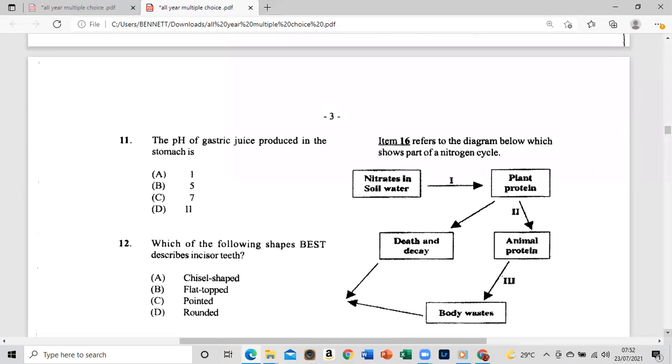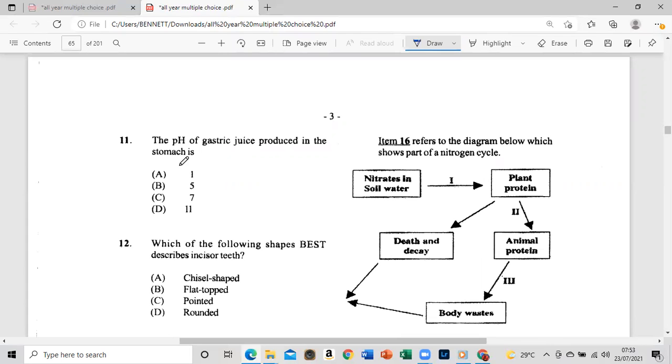All right. The pH of gastric juice produced in the stomach is it 1, or is it 5, or is it 7, or is it 11? Number 11 is 1. So the gastric juice has a pH of 1.